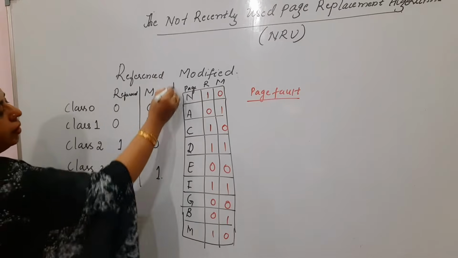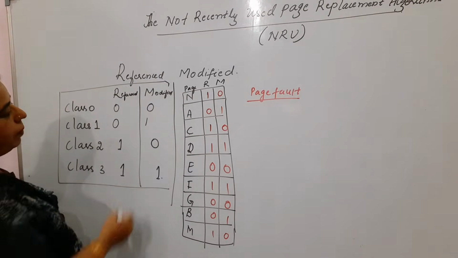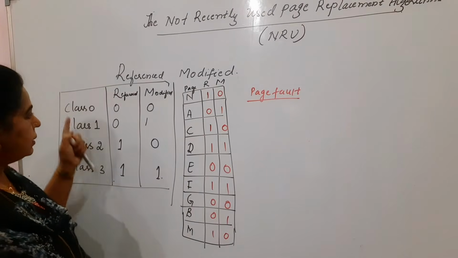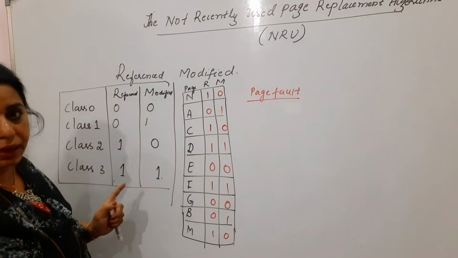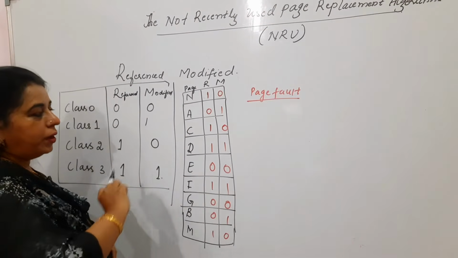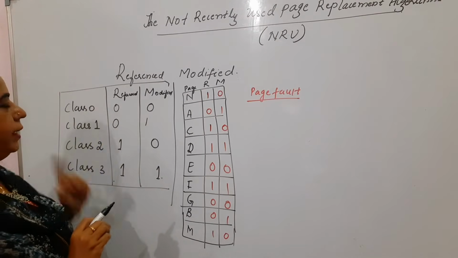So this way you have to remember one more table in this manner. All the pages will be divided into 4 classes: class 0, class 1, class 2 and class 3. The page that has to be selected to be removed from the memory is based on what? The values for R and M.